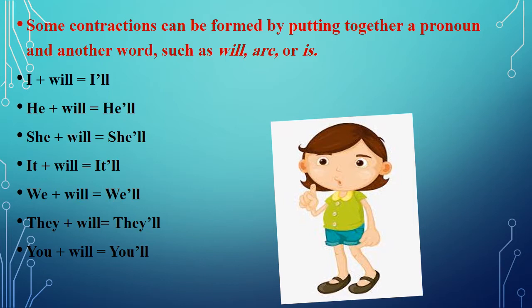We will. Cross the WI, replace them by the apostrophe, put the two words together, we'll have we'll. They will. Cross the WI, replace them by the apostrophe, put the two words together, we'll have they'll. You will. Cross the WI, replace them by the apostrophe, put the two words together, we'll have you'll.